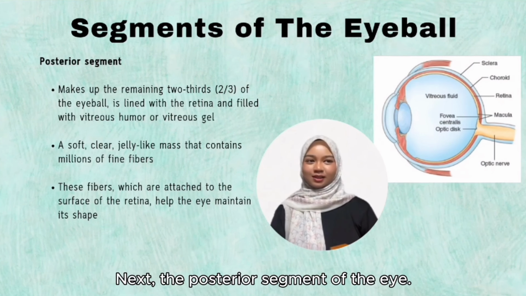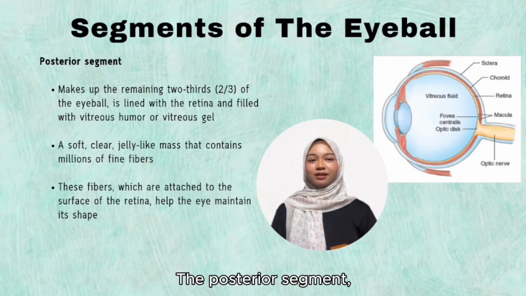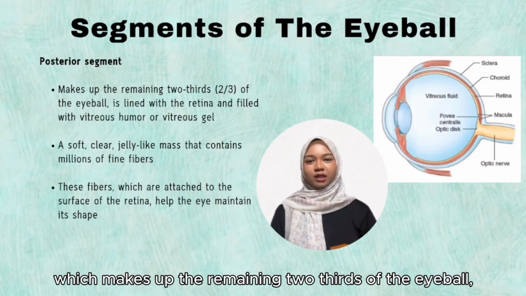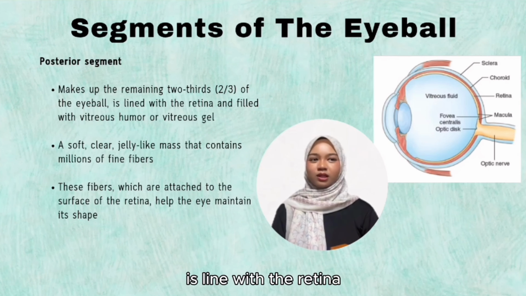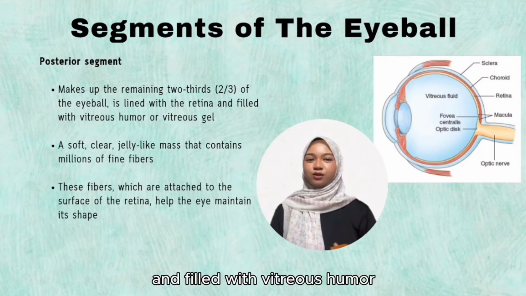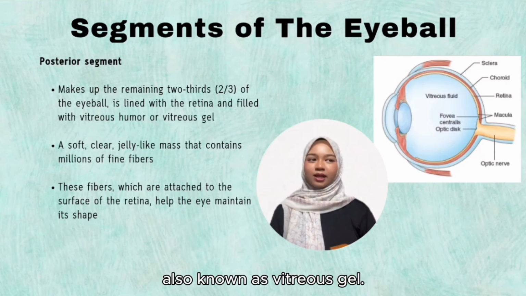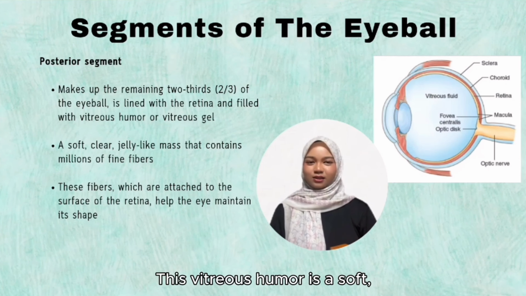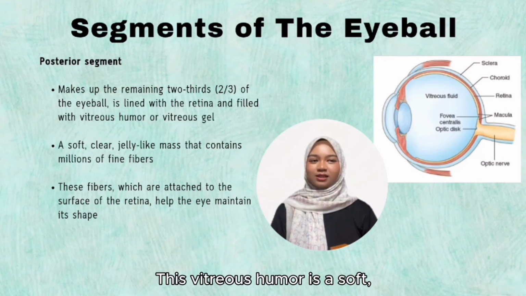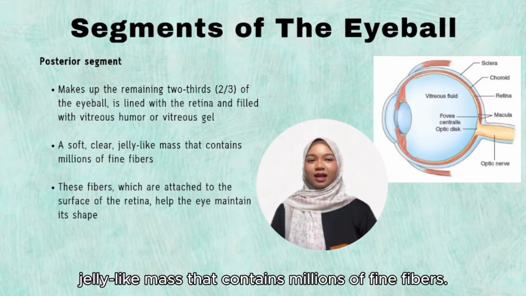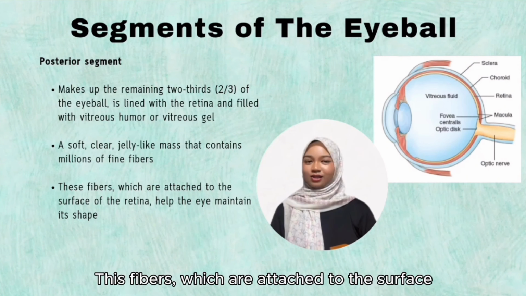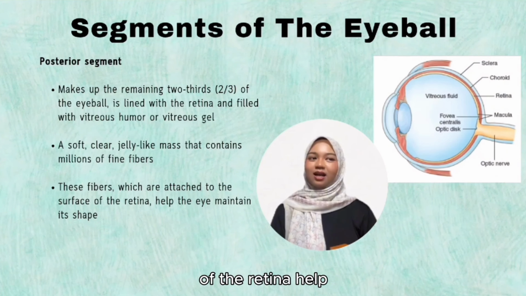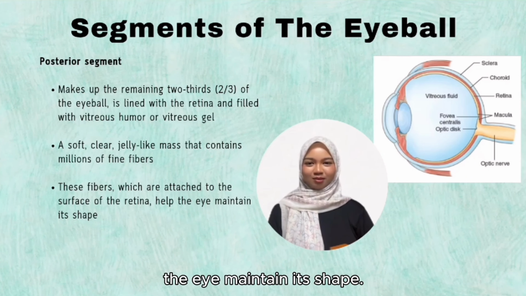Next, the posterior segment of the eye. The posterior segment, which makes up the remaining 2/3 of the eyeball, is lined with the retina and filled with vitreous humor, also known as vitreous gel. This vitreous humor is a soft, clear, jelly-like mass that contains millions of fine fibers. These fibers, which are attached to the surface of the retina, help the eye maintain its shape.